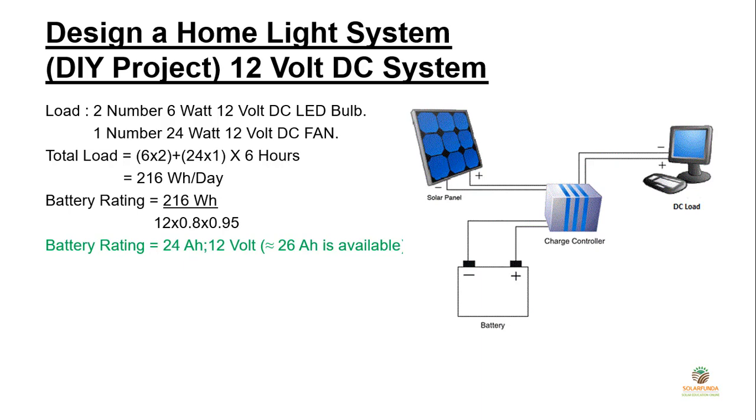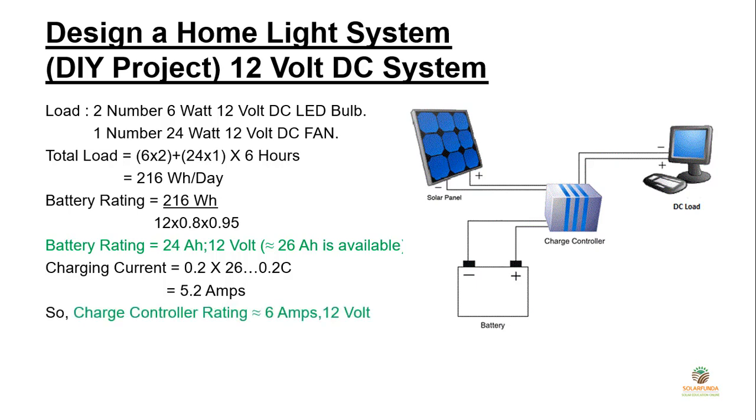But in the market, a 26 ampere hour battery is available, so I will go for it. Finding the charging current: as it is a lead acid battery, 0.2 C will be the charging current. So my charging current will be 5.2 amps. So I will require a charge controller of rating 6 amps, 12 volts here.